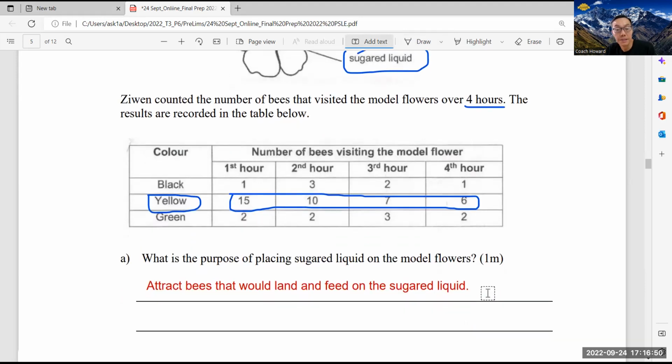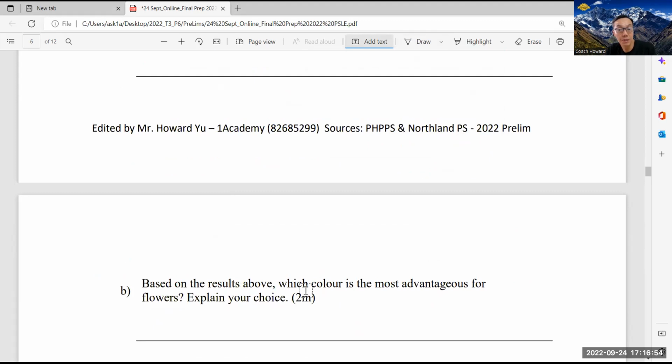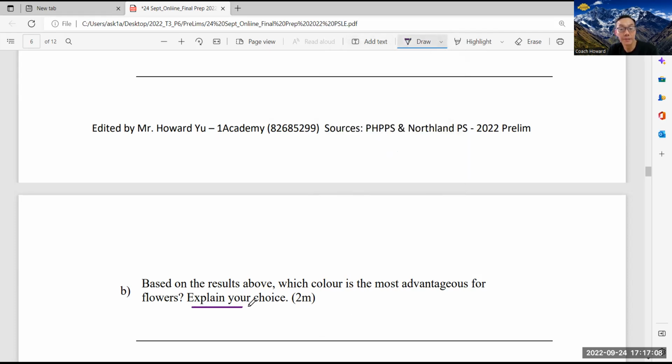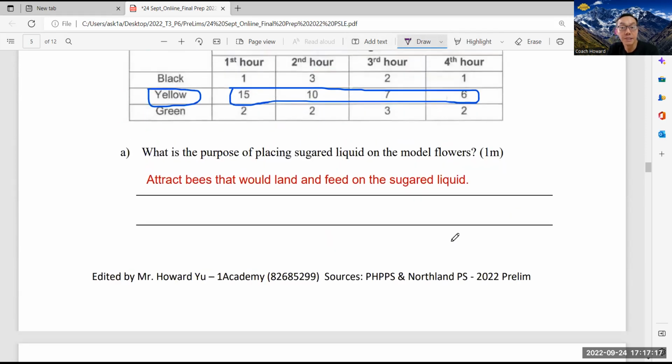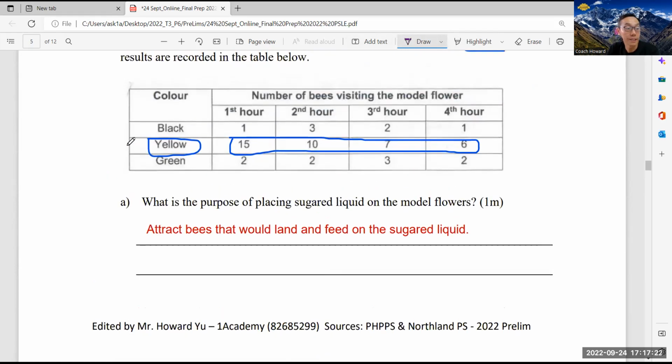Okay, next. This one is from the observation here, because it asks you, based on the result, which color is the most advantageous for the flower? Okay, you notice this is a 2-mark question. The result can be applied. It's a simulated one. So this is a simulation of the real flower. So which color is the most advantageous? It is yellow, right? Which is highlighted.